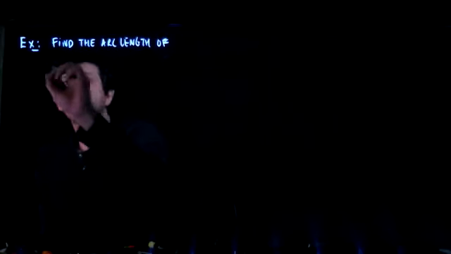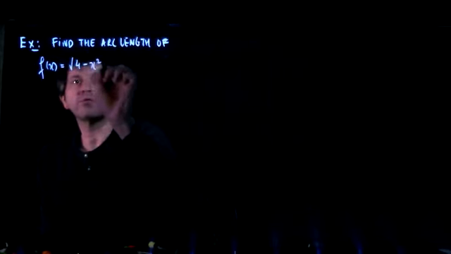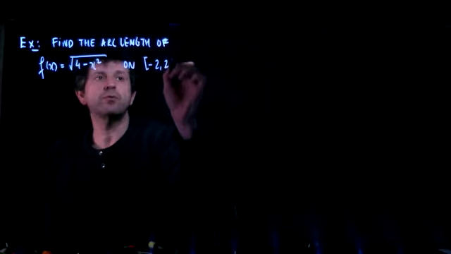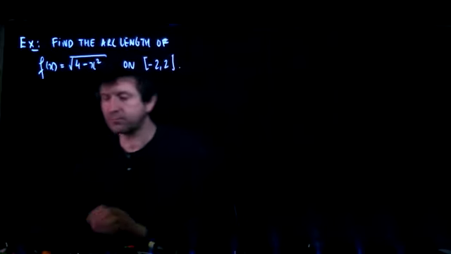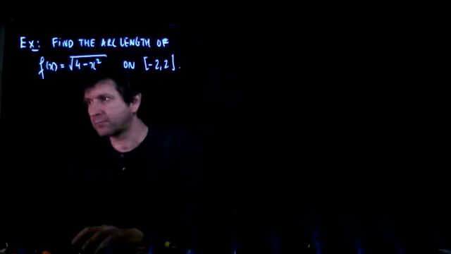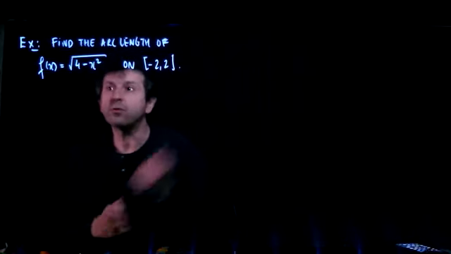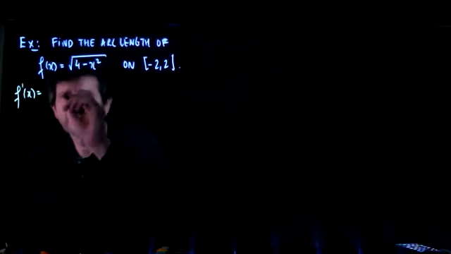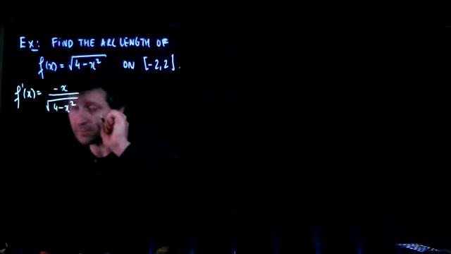So find the arc length of f of x equals the square root of 4 minus x squared on the interval -2, 2. As usual, we find f prime. This will be negative x over the square root of 4 minus x squared. That's the derivative.